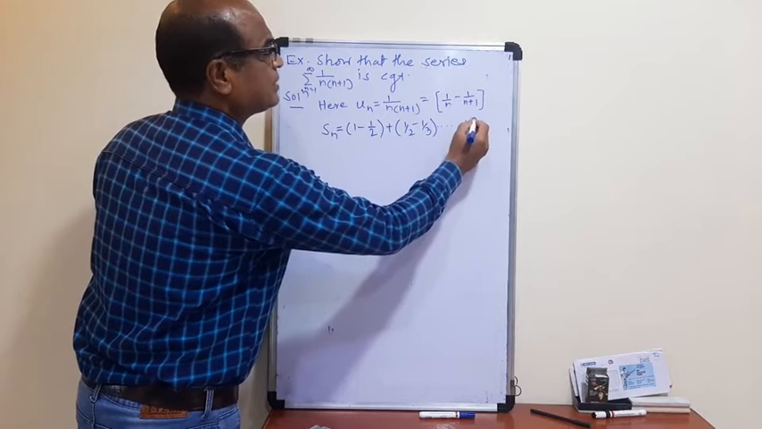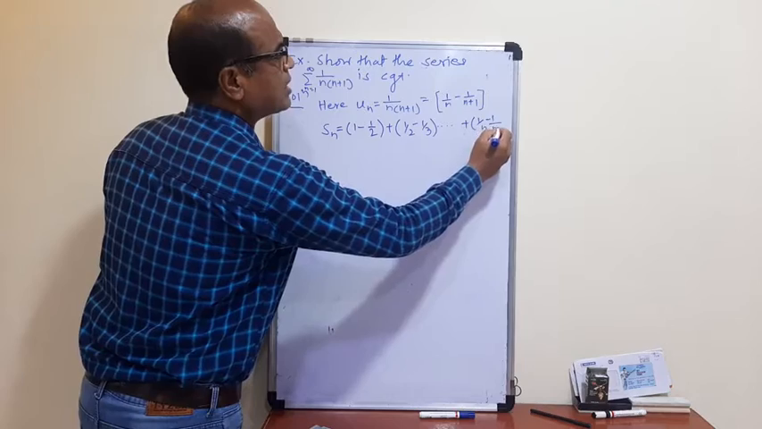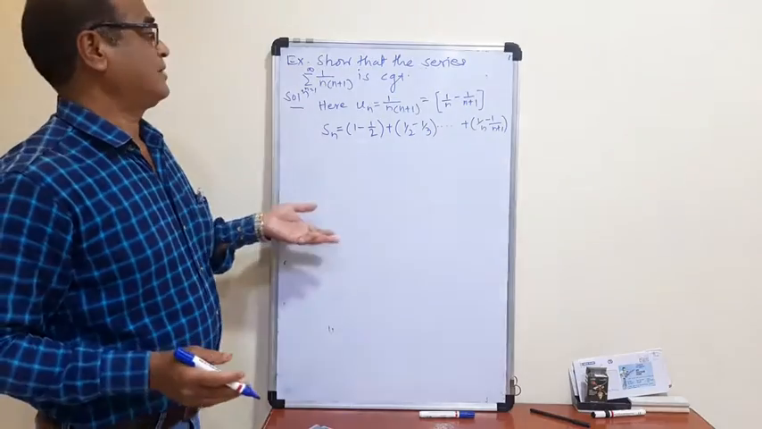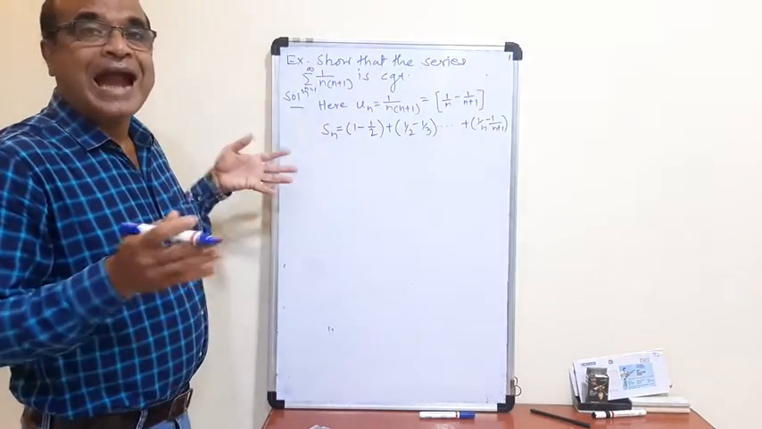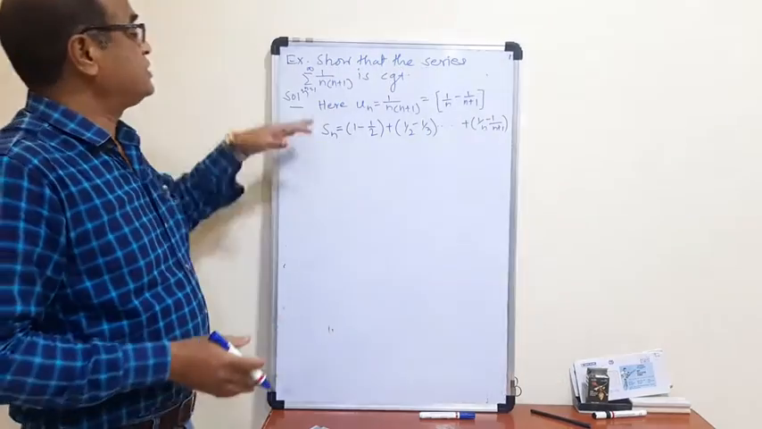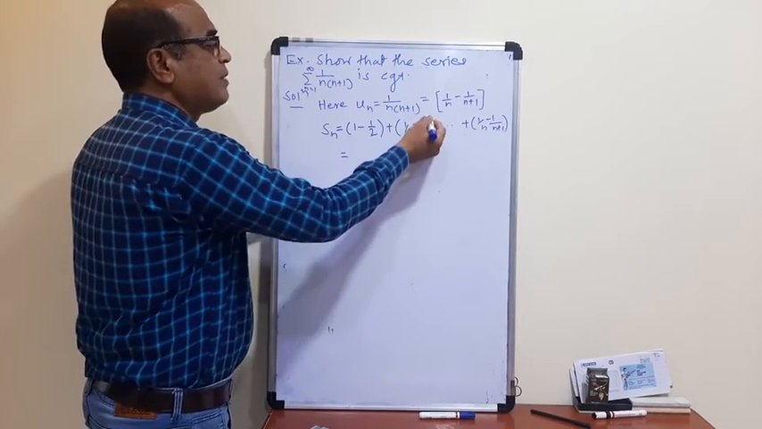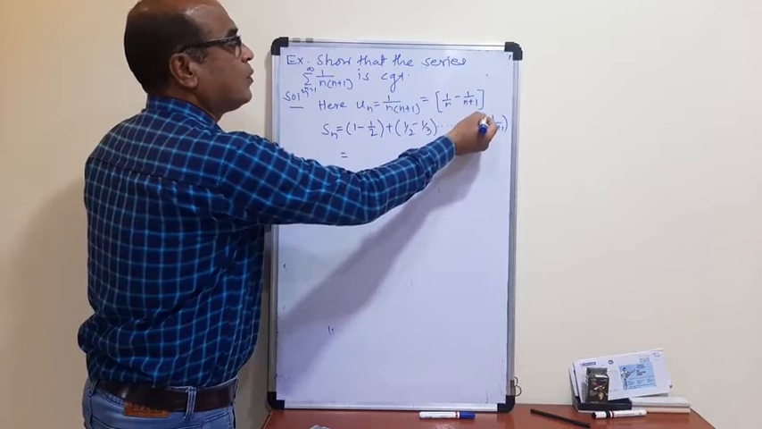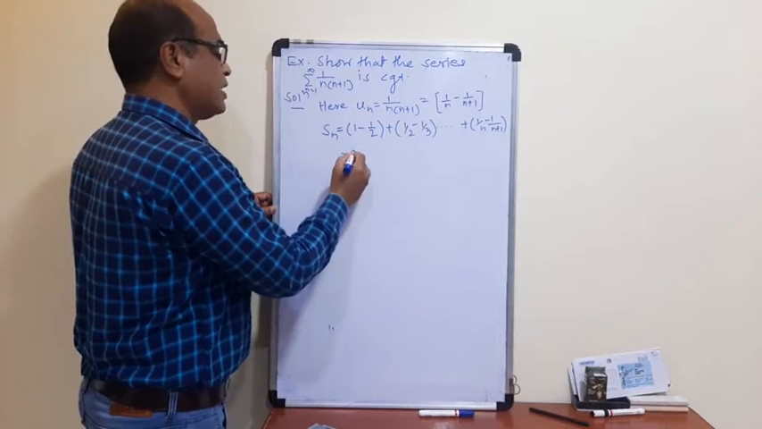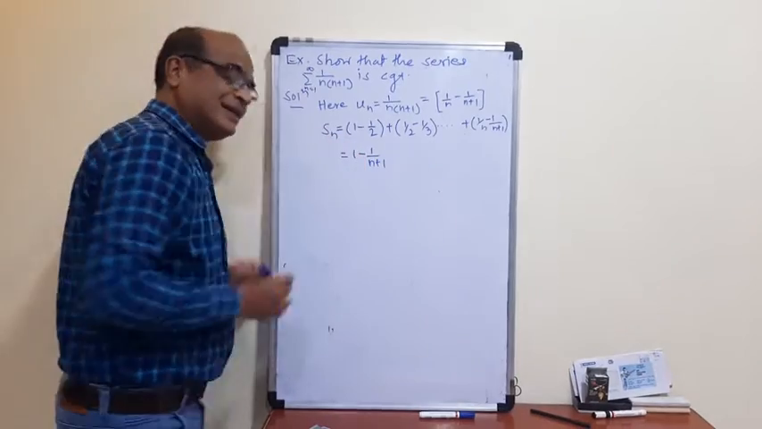So what is the nth term? 1 upon n minus 1 upon n plus 1. So this is the partial sum Sn, the addition of the first n terms in this series. What happened here? Minus half plus half get cancelled. Minus 1/3 plus 1/3 get cancelled. So this is 1 minus the remaining 1 upon n plus 1. So this is Sn here.